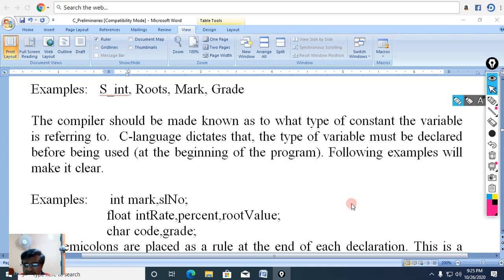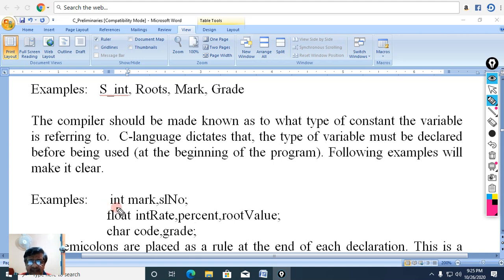So the compiler will be made known as to what kind of variables are being used, and so much of memory locations will be allocated. This typical task of declaring the variables is also called housekeeping in the programming environment. In programming circles, it is called housekeeping. Right, that is to be done.